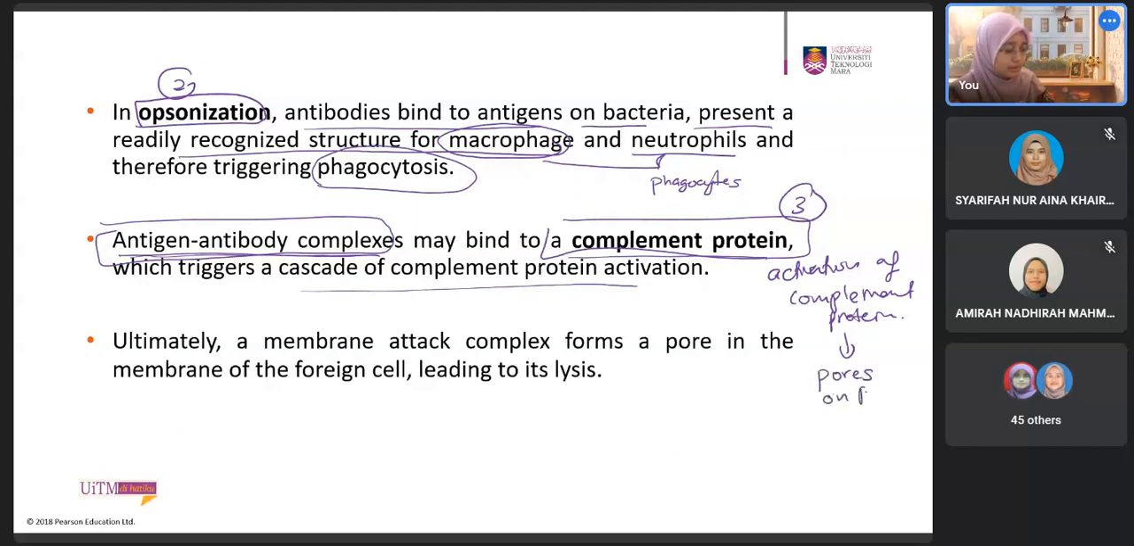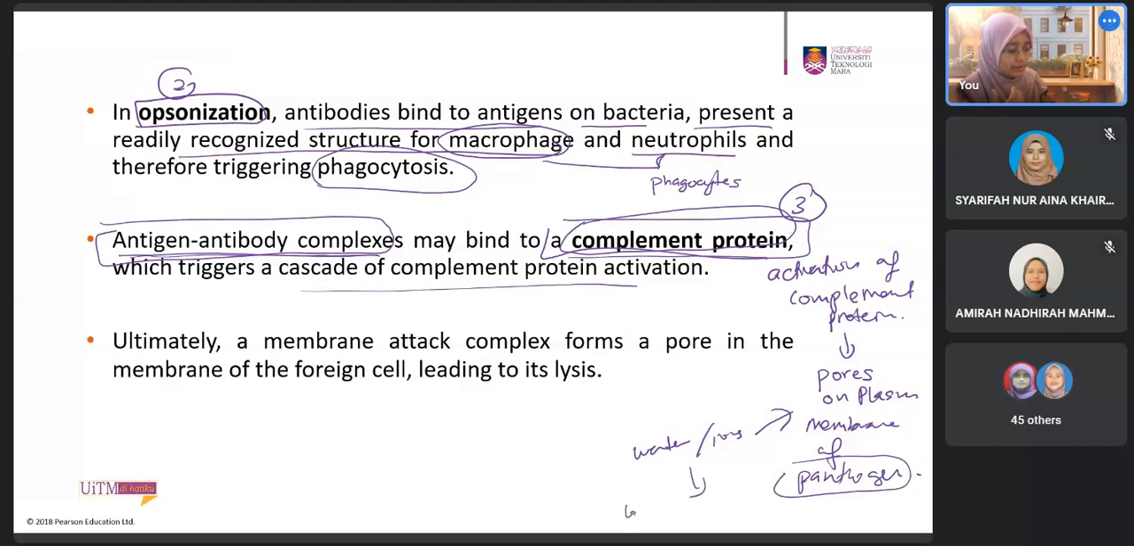Okay, on the plasma membrane of the pathogen. So once pores have formed on the plasma membrane of a pathogen from the complement proteins that are activated, what happens next is that water and ions will enter into the pathogen and cause the pathogen to swell, kembang, sebab ada air masuk, and then burst. Okay. So ultimately, a membrane attack complex forms pores. Nah, inilah saya cerita tadi, in membrane of foreign cell leading to lysis. Okay, lysis is burst lah. Water and ions enter into the cell.